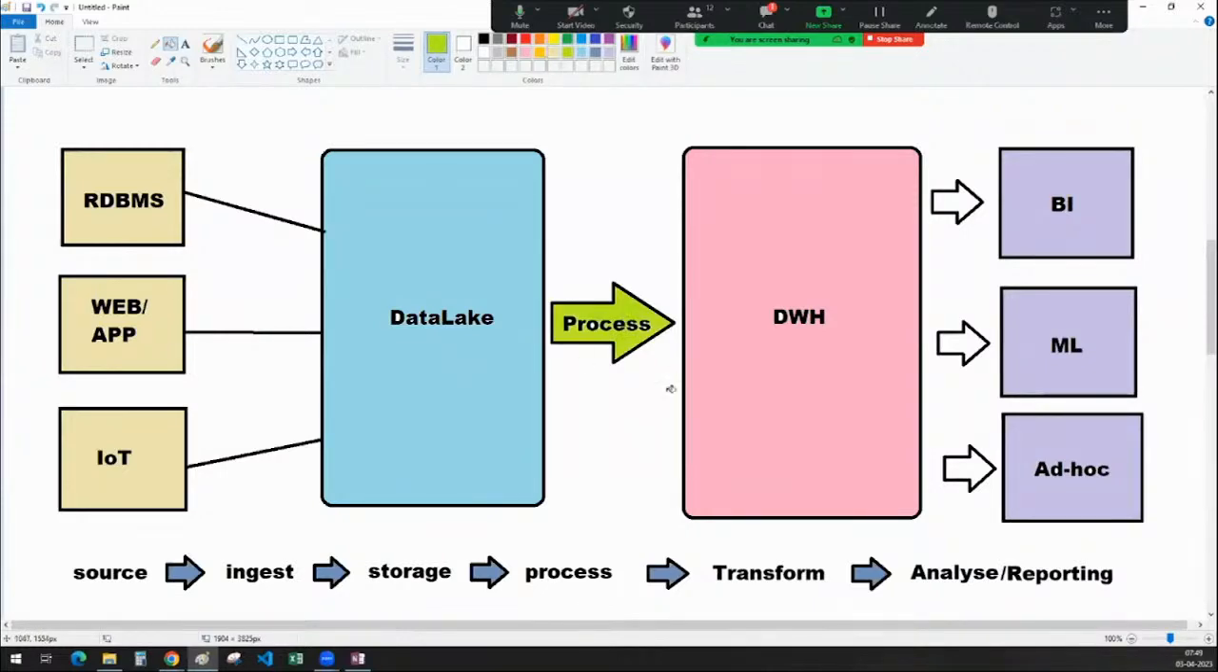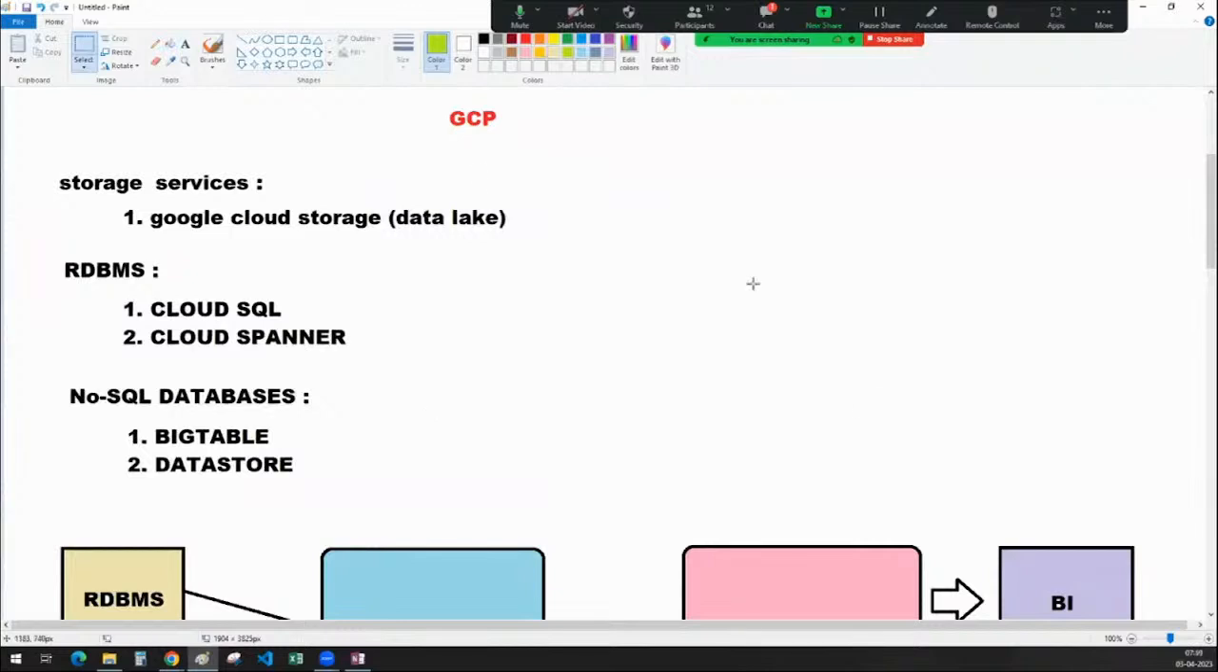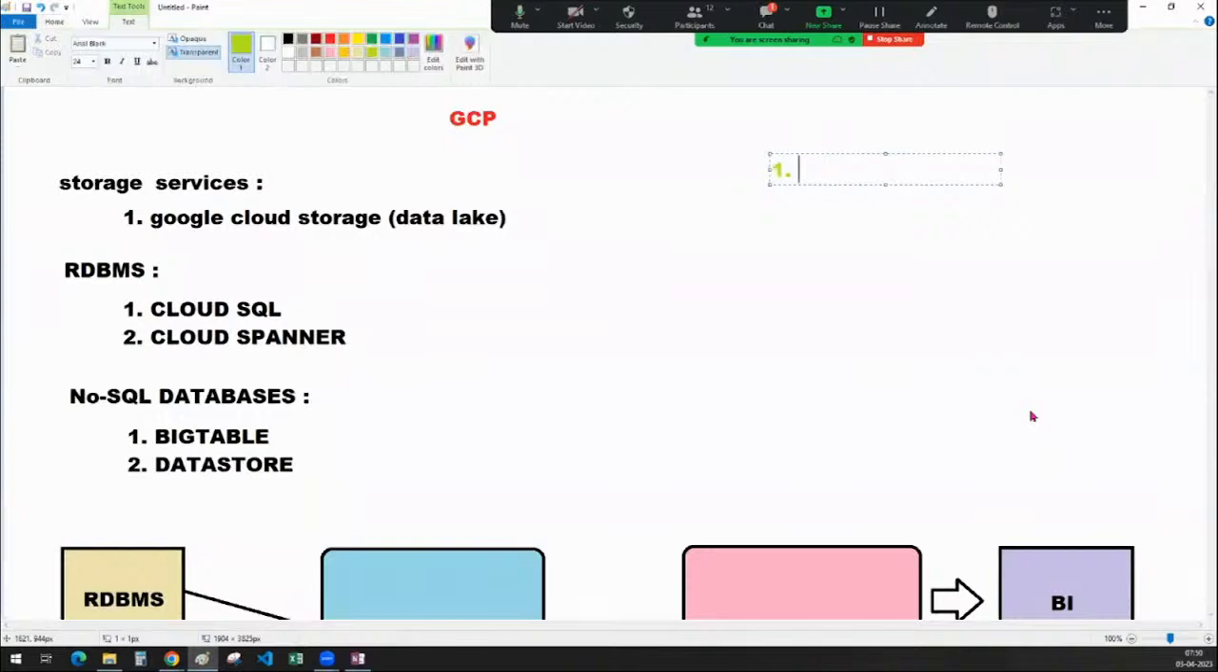Processing. What are the processing tools that we are going to learn in our session? I want to mention those points here. Data processing services. The first thing we are going to learn is Dataproc for Hadoop and Spark environment. Dataflow for Apache Beam, with the Apache Beam programming model. Data Fusion for creating data pipelines without writing any code.